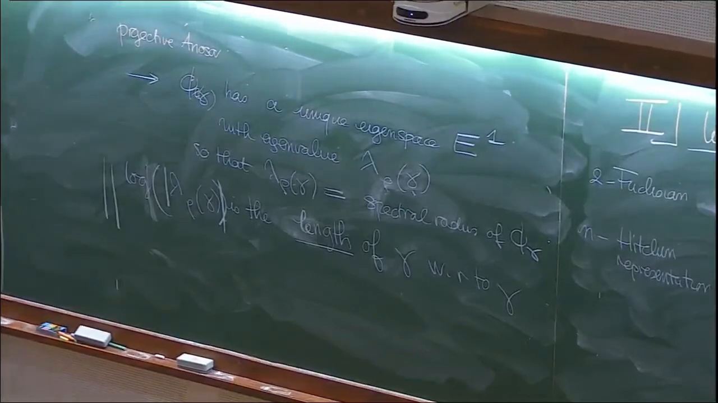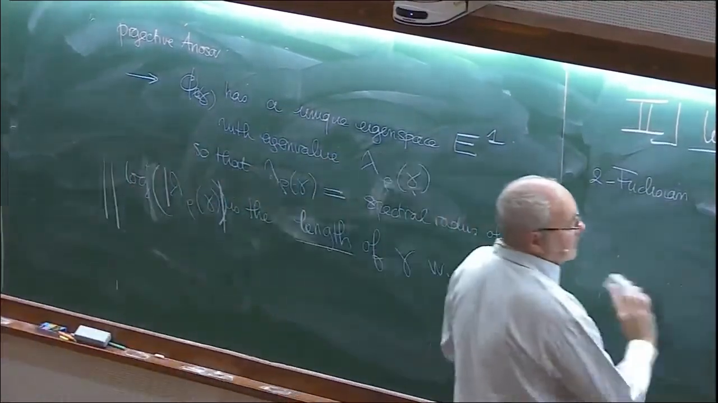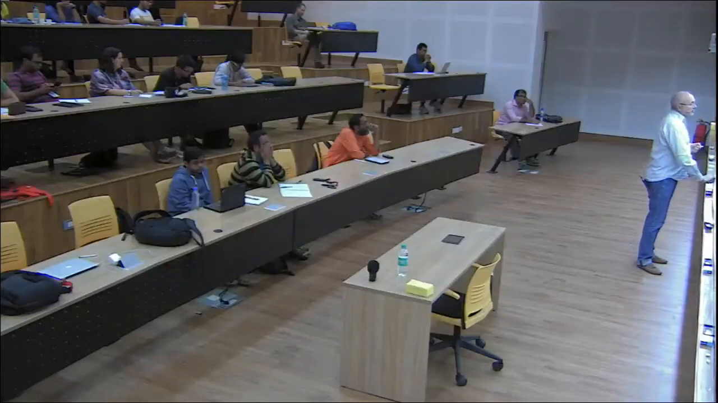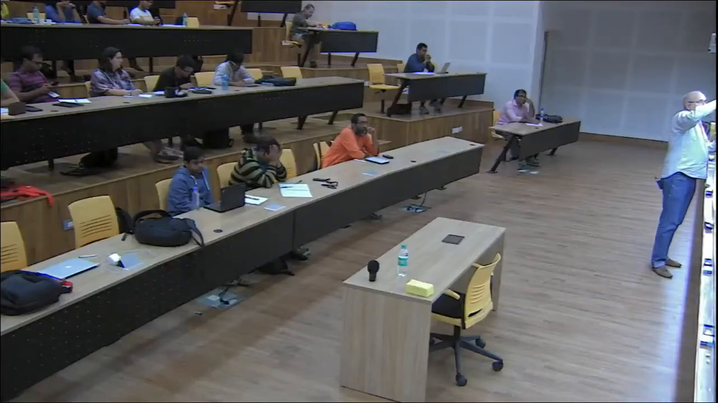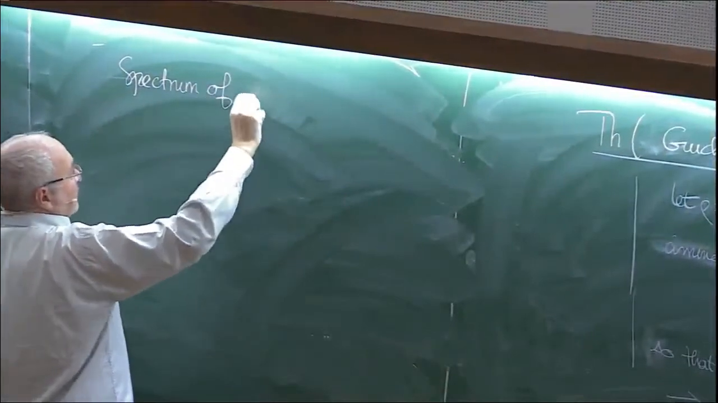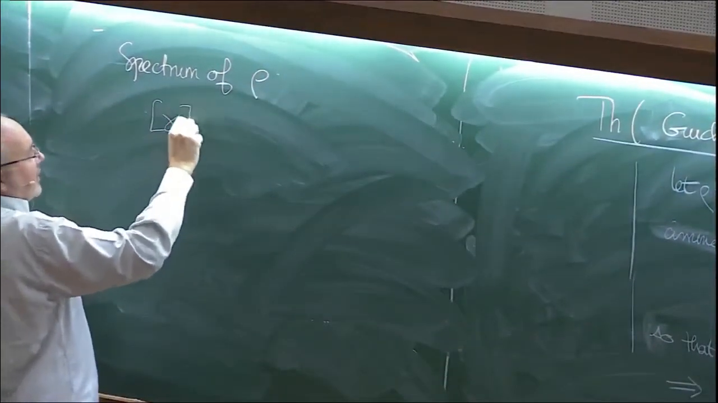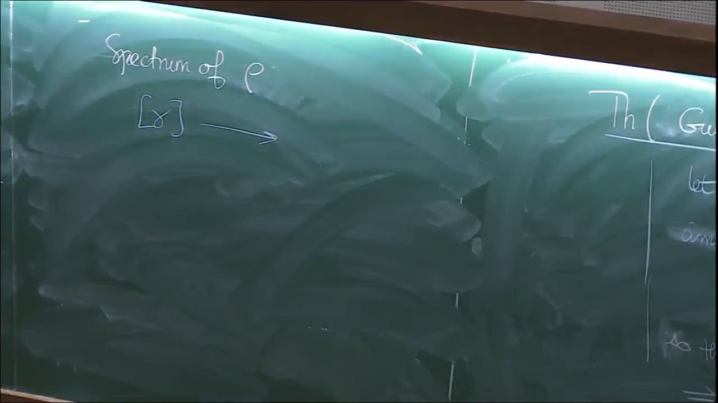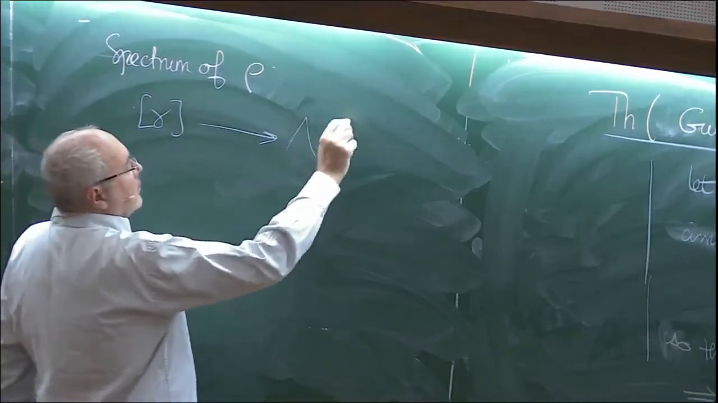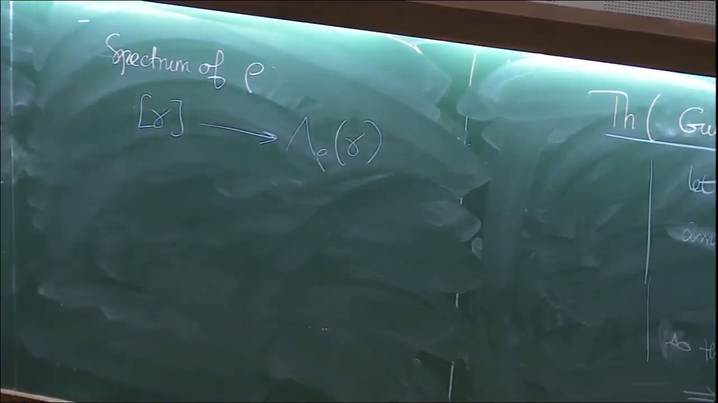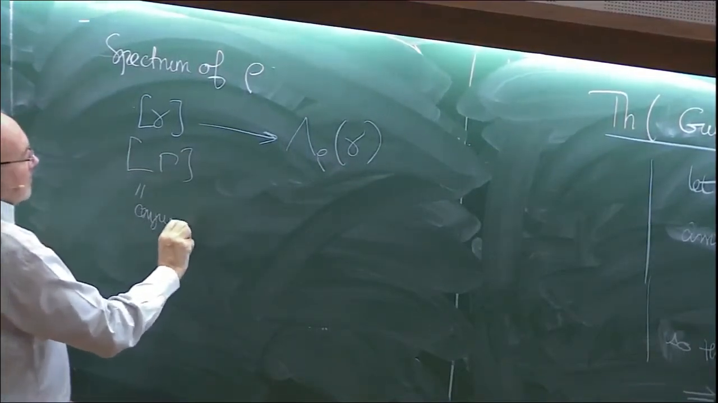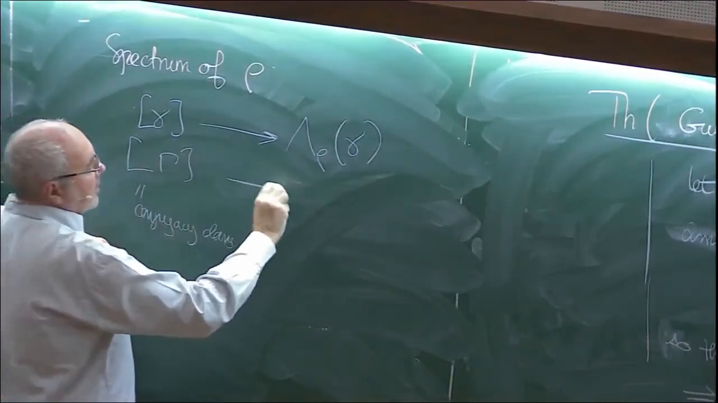Okay, so I have this spectral data, so to say, this spectrum of a representation. You have a spectrum of rho, which is a map which associates to a conjugacy class of gamma this collection, which I want to call lambda rho of gamma. So this is a map from the space of conjugacy classes of gamma into R.